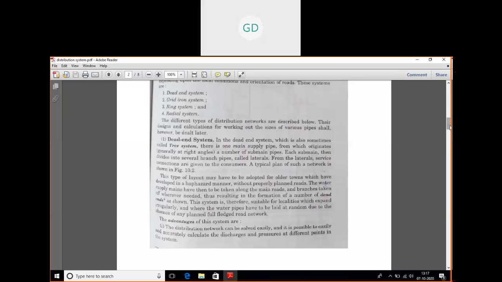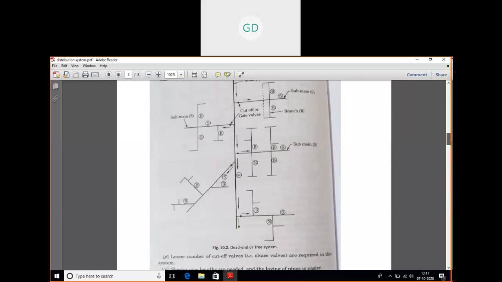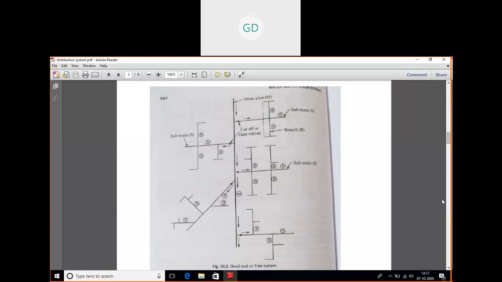Okay, so let me show you the diagram. This is the diagram you see of a dead end system. Here you can see that this is a main supply pipe. Then from the main supply pipe, these are your sub mains.